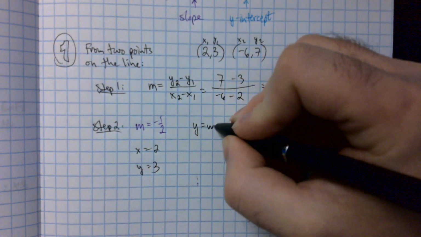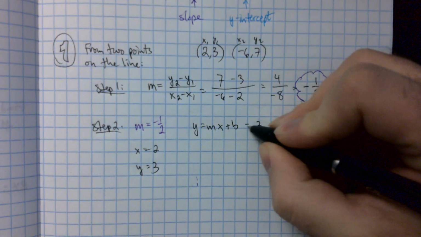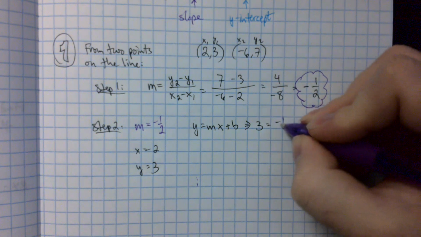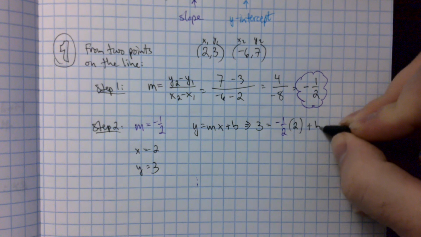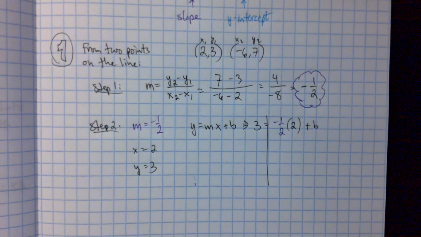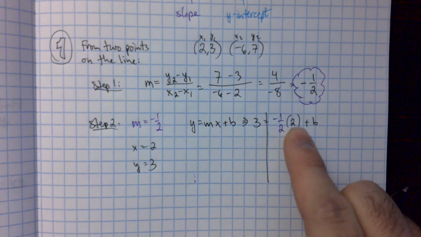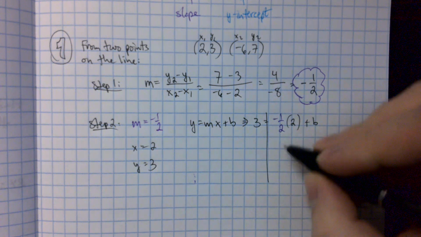So I'm going to take my slope-intercept form, y = mx + b. I'm going to plug in 3 for y. I'm going to plug in -1/2 for m. I'm going to plug in 2 for x. And now I'm just going to solve for b. So I've got 3 variables that I've filled in with some numbers. b is all that's left. So let's go ahead and solve for that.